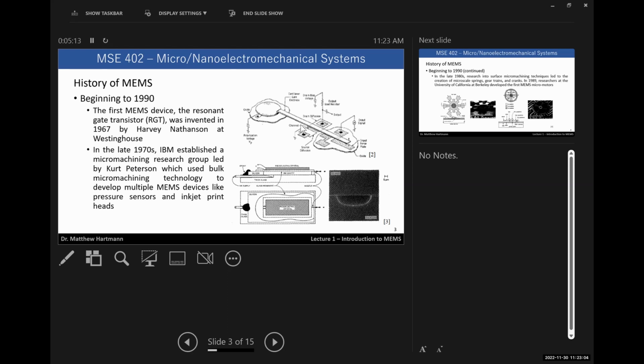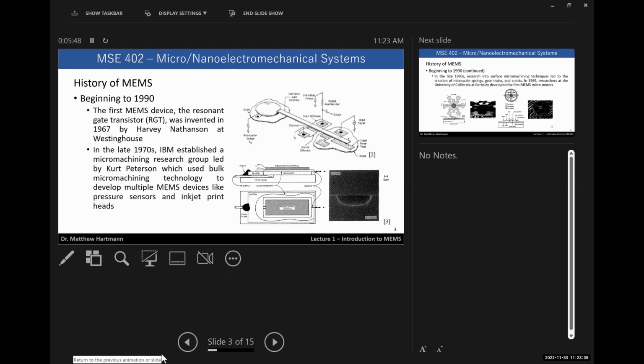So the first MEMS device is the resonant gate transistor, and it was invented by an engineer at Westinghouse, okay? So if you hear the word transistor, you will likely think that this is actually an electronic device, not a MEMS device. The reason why this is an electronic device, and of course I can't have a mouse here, so I'm going to get up and point at stuff, is because of this cantilever beam right here, okay?